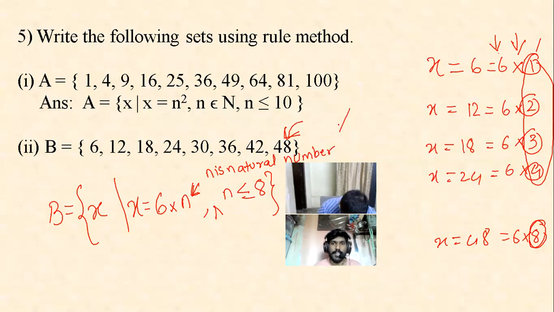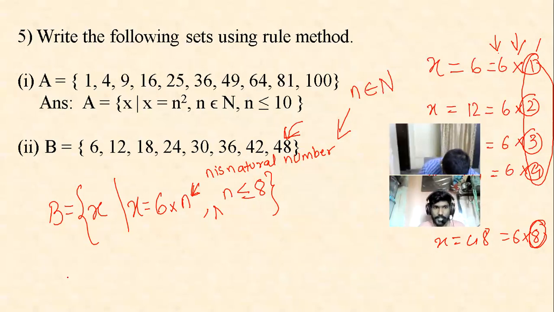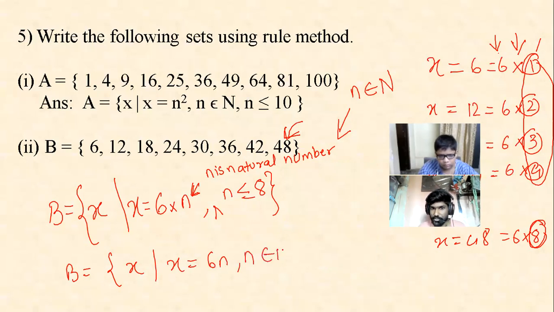Just look here one second. N is a natural number. This can be written like this also, in a more compact way: x such that x equals 6 into n, where n is a natural number, n belongs to natural numbers, and n is lesser than or equal to 8. Clear now? Yes, sir. Write it down.